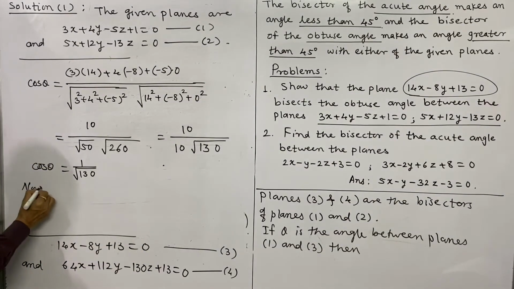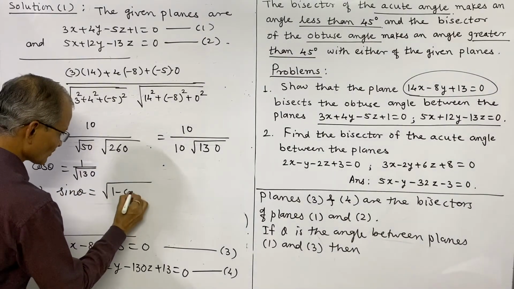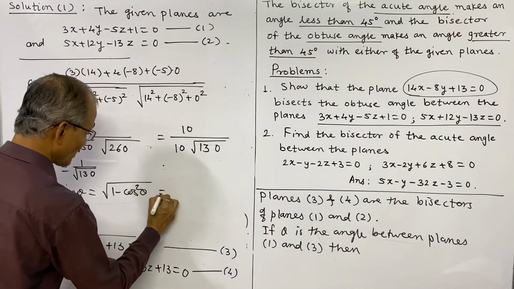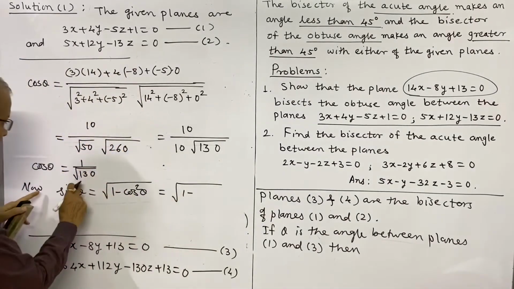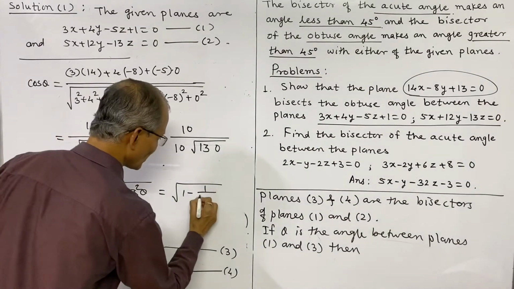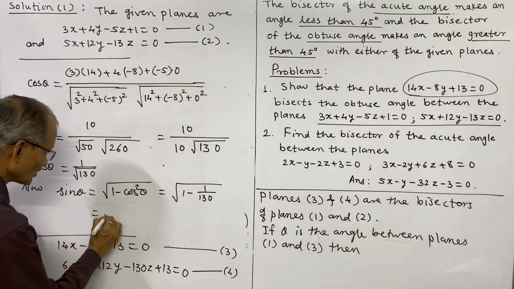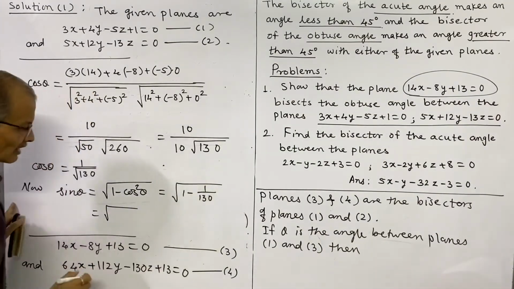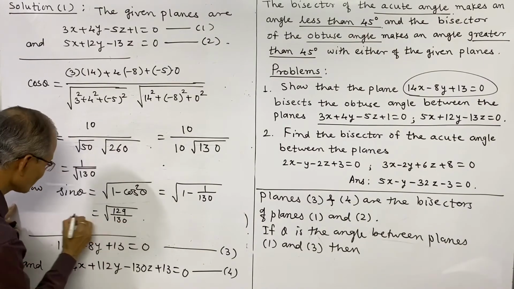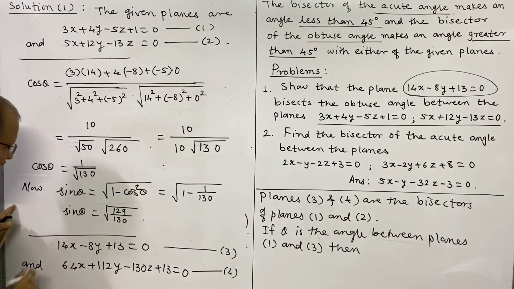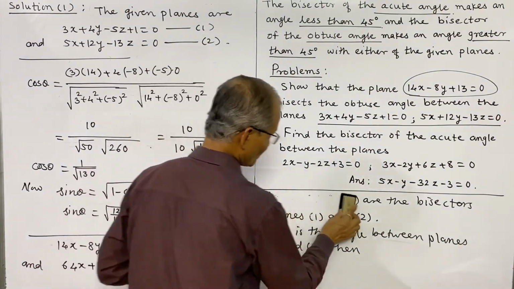Now sin theta is under root of 1 minus cos square theta, a trigonometric formula, and that is under root of 1 minus square of this, 1 upon 130, or that will be under root of the quantity 130 minus 1, 129, divided by 130. So this is sin theta, and from this we will now see tan theta.